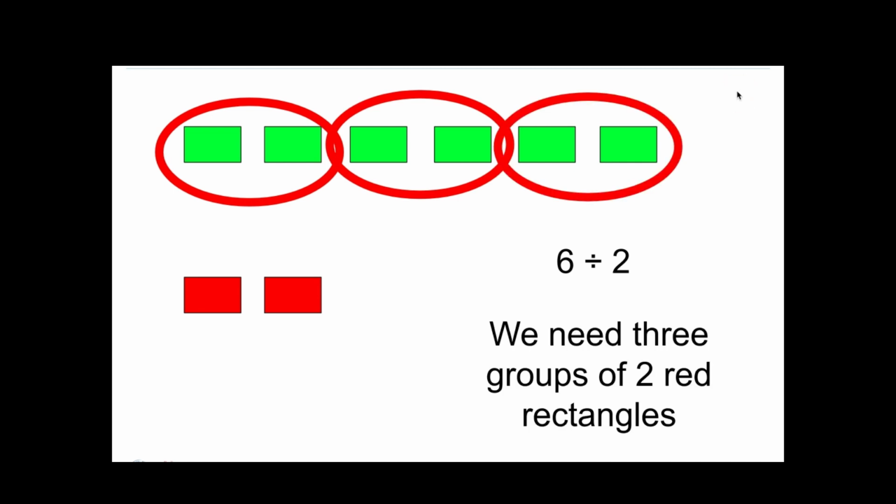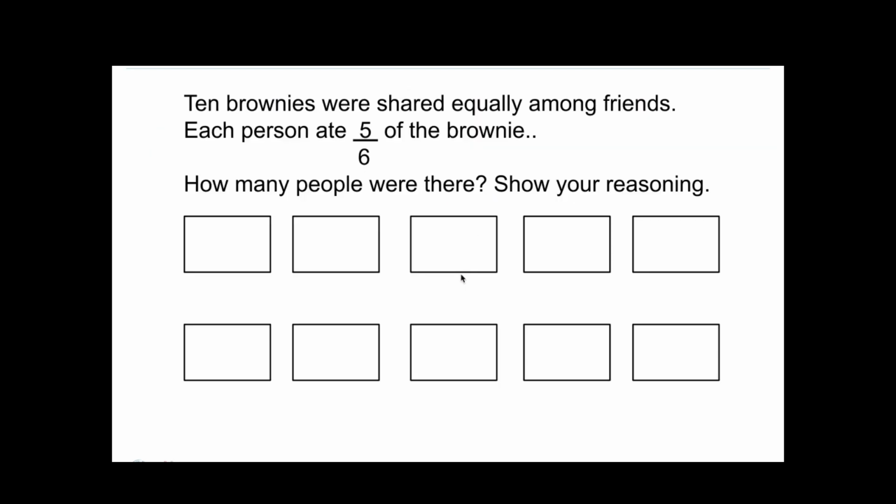So we have 1, 2, 3. So you would need 3 groups of the 2 rectangles. Pretty easy, and you probably remembered that from, again, elementary school. But now let's look at fractions.